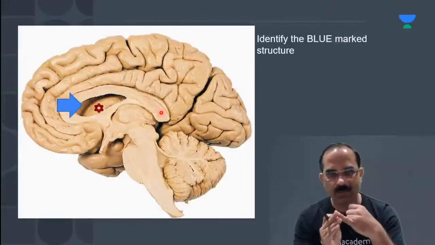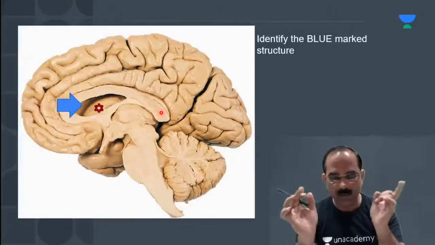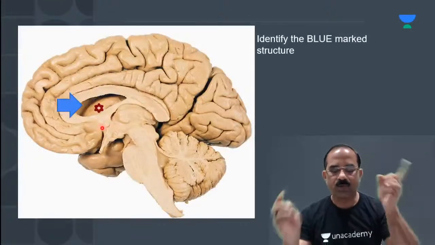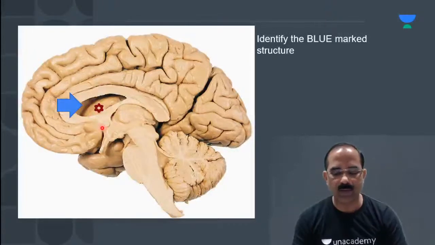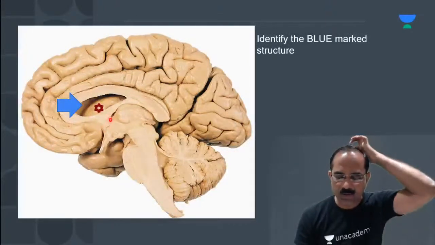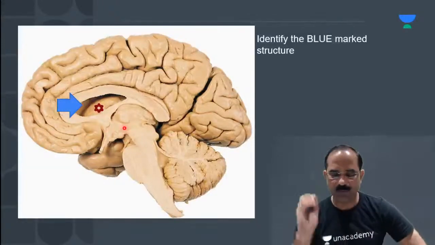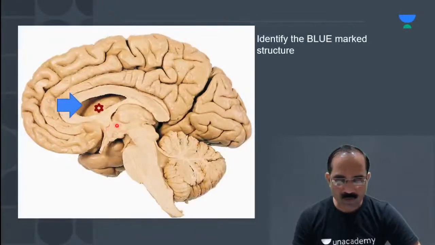I told you the corpus callosum. The other one is the anterior commissure, the one here. There's also a posterior commissure and a habenular commissure. Very good.